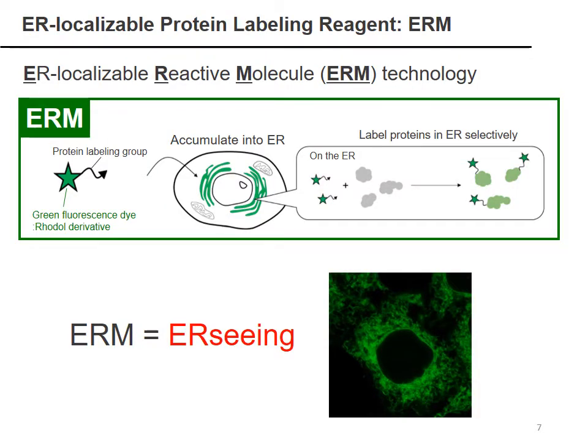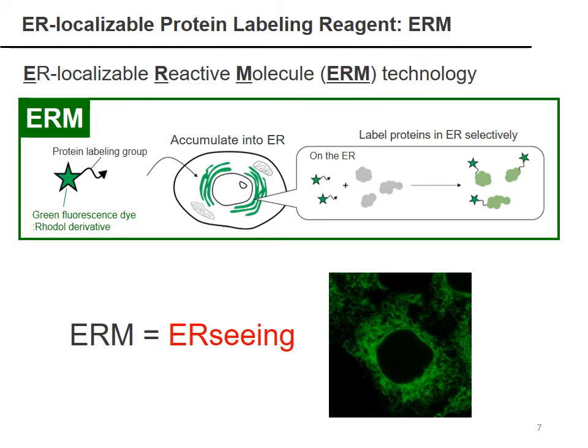Our ER-seeing and ER protein capture kit are based on the ER-localizable reactive molecule, or ERM technology. ERM is a small compound which has two units, a rhodol-type green fluorescent dye and a thioester-type protein labeling group. The green fluorescent dye has a high affinity to ER membranes. Immediately after adding this reagent to cells, it selectively and quickly accumulates into the ER. Once accumulated in the ER, the labeling group of ERM randomly reacts with amino acids in ER proteins and forms covalent bonds with the fluorescent dyes.